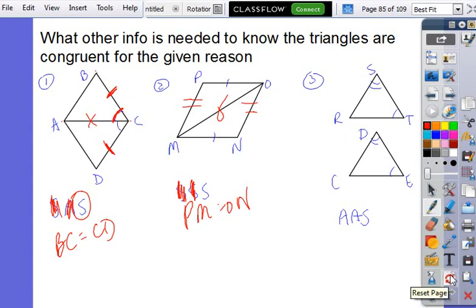What about the third one over here? What's missing? The side. I already got both of the angles, but the side cannot be where? In between. It can't be in between, so right there would not work. It'd be RT and CE. So if I choose that, I could say RT equals CE, or RS equals DC. Either one of those choices would work.